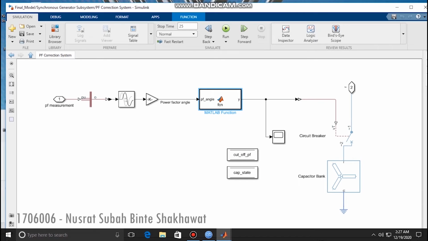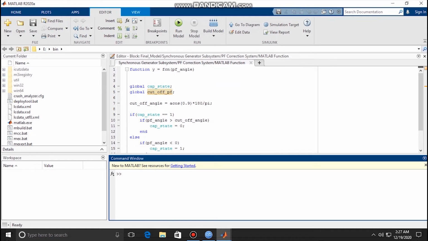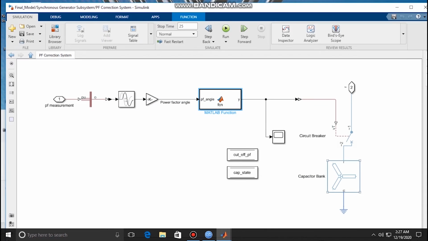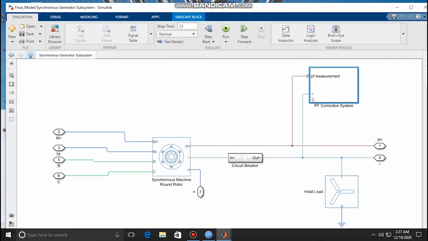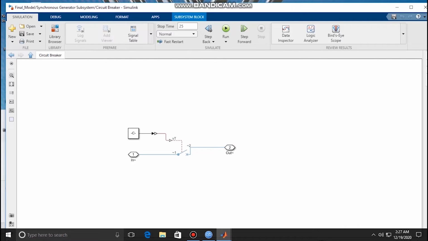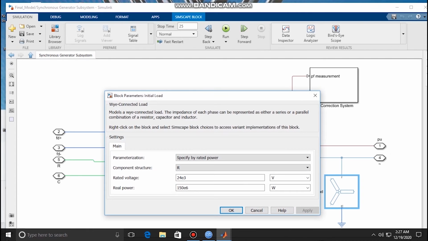We have included power factor correction in this subsystem. For this, we have added a simple math function so that if power factor is more lagging than 0.9, then a capacitor bank is automatically connected. If for any reason the generator's power exceeds the rated power, the circuit breaker disconnects it from the system. This is the circuit configuration of the circuit breaker. There is also always an initial load connected to the generator irrespective of the system.